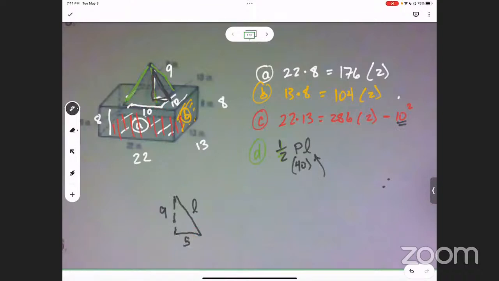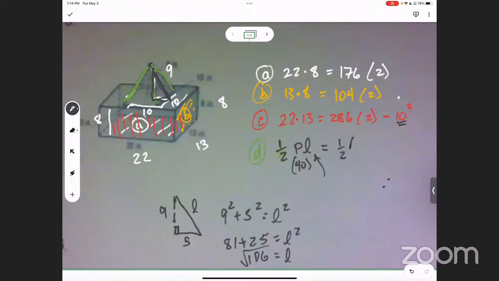So how do I solve for L? Remember, this is a right triangle. So 9 squared plus 5 squared equals your slant height squared. So 81 plus 25, which is 106. So L is the square root of 106. Did I do that right? Yeah.